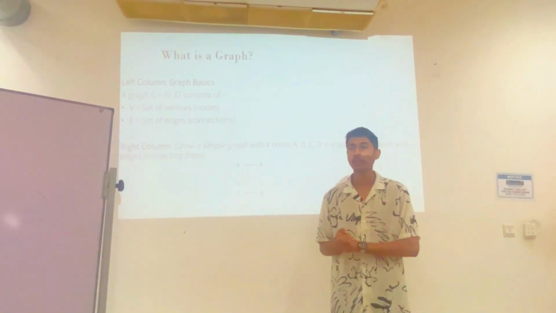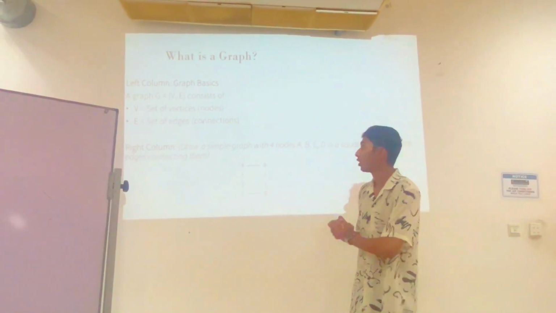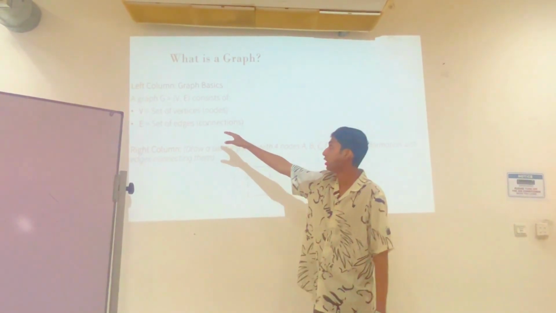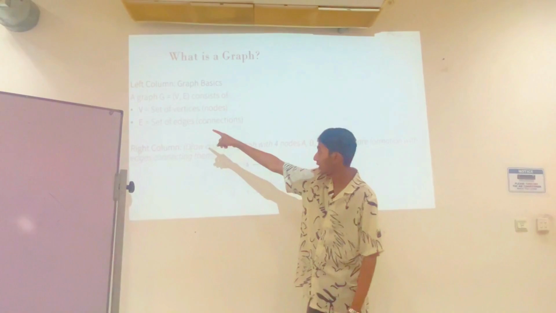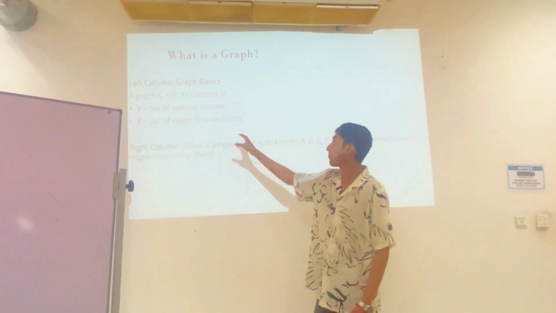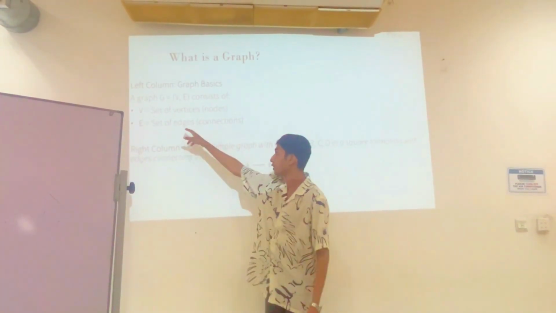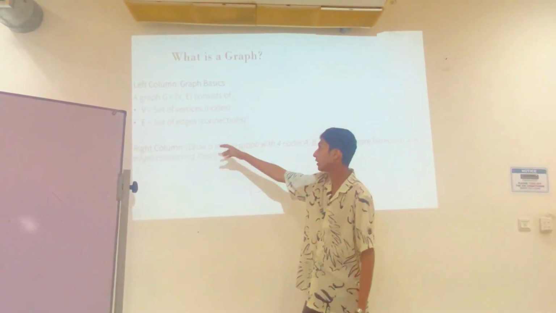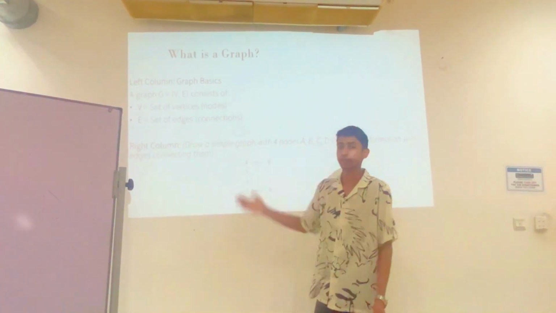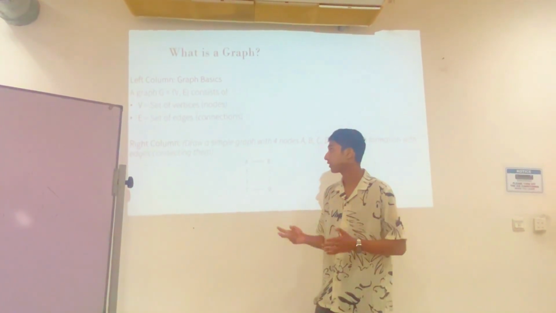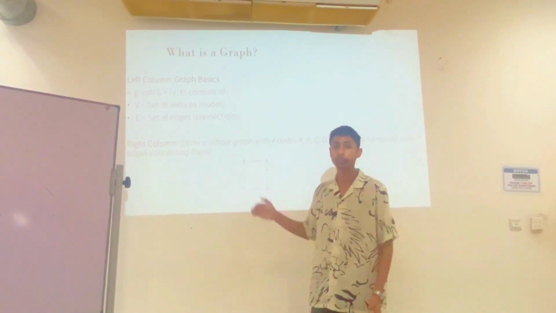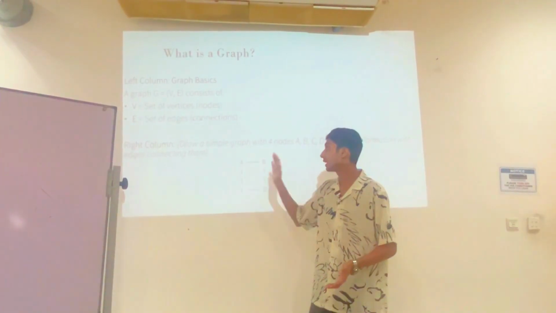Now let's understand what a graph is. Let's focus on the left column. It says that a graph G consists of V, E. V equals the set of vertices or nodes, and E equals the set of edges or connections. In other words, we always have to understand that in graphs, V means a set of vertices and E means a set of edges.